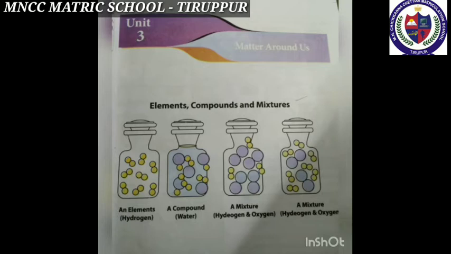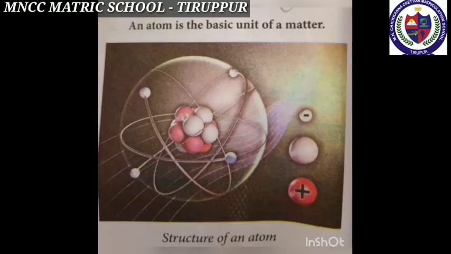Matter is composed of tiny particles which cannot be seen with the naked eye. Atoms. What is an atom? All matter is composed of tiny particles called atoms.